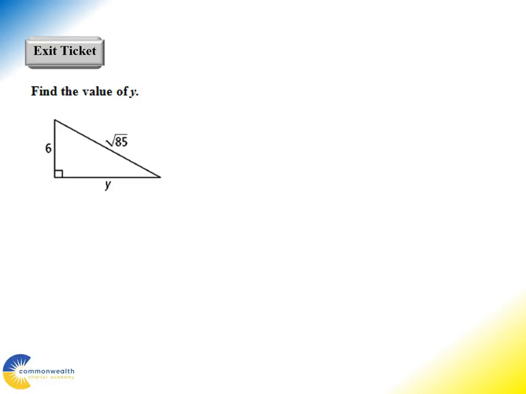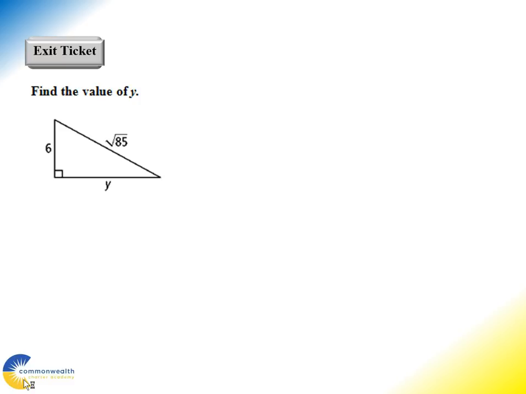So a quick review of the exit ticket items here. The two questions you were asked for your exit ticket, you were asked to find the value of y. And so for this first one, you do have a right triangle here, and you're given that y is one of the legs. The other leg is 6, and the hypotenuse is the square root of 85.